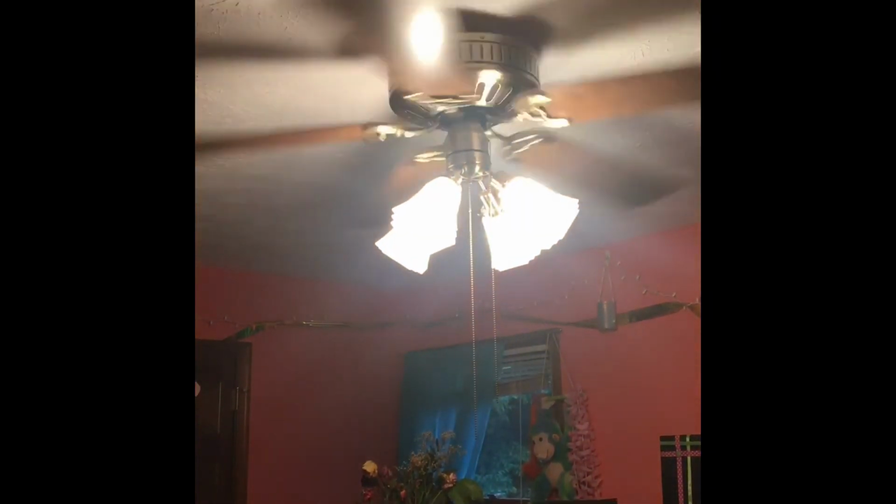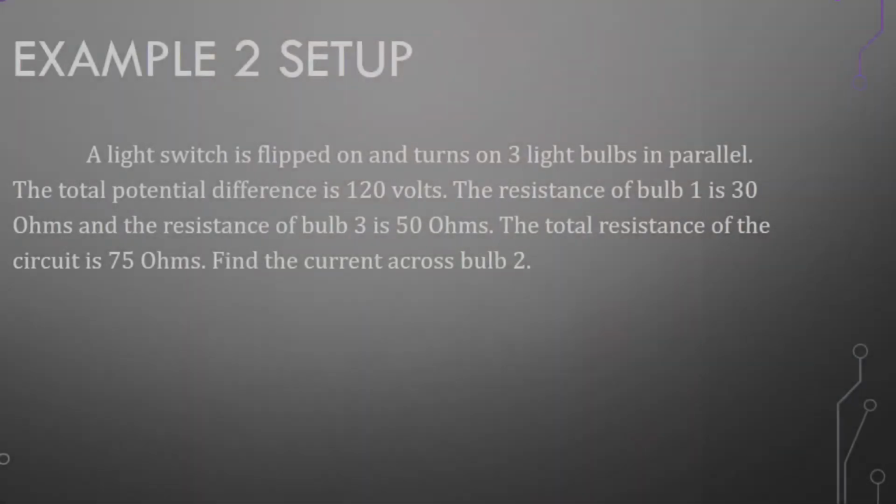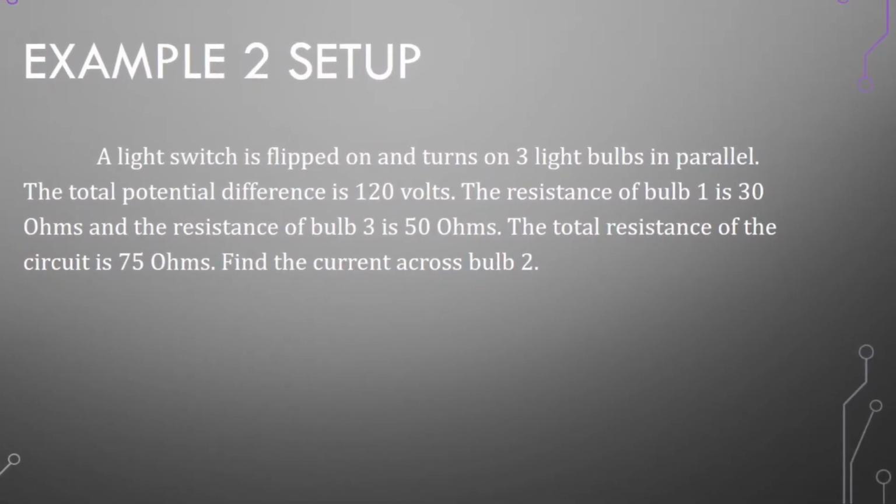This video shows a light in a room being turned on and off. This is parallel because there are multiple light bulbs and multiple pathways for it to take. If one goes out, the rest don't go out with it. In this example, there are 3 light bulbs in parallel.